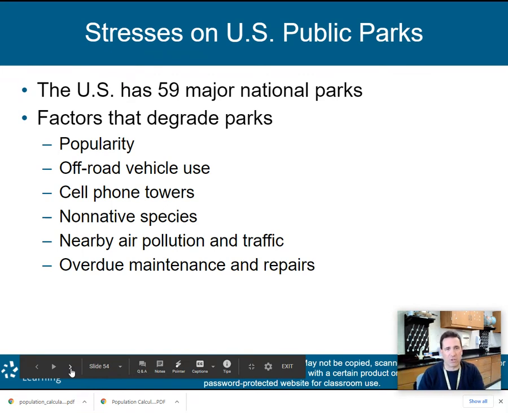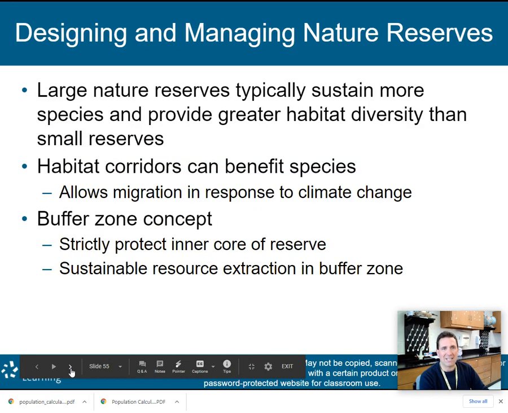Cell phone towers also degrade parks, not necessarily the tower itself, but the process of building it. Again, you need a road to get in there, so you cut down trees to build a road. You start fragmenting your forest, your parkland. Then there are non-native, invasive species, invading the parks by accident sometimes. Humans using the parks bring things in by accident, and all of a sudden you have an invasive species in the park. Nearby air pollution and traffic, we spoke about that. And overdue maintenance and repairs. Unfortunately, a lot of times money is funneled to other things and not to our national parks where they need it. That money needs to be funneled to maintenance and repairs.